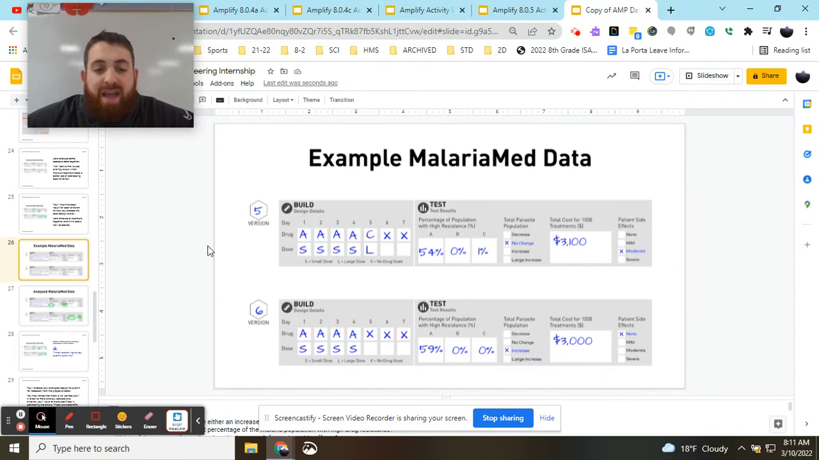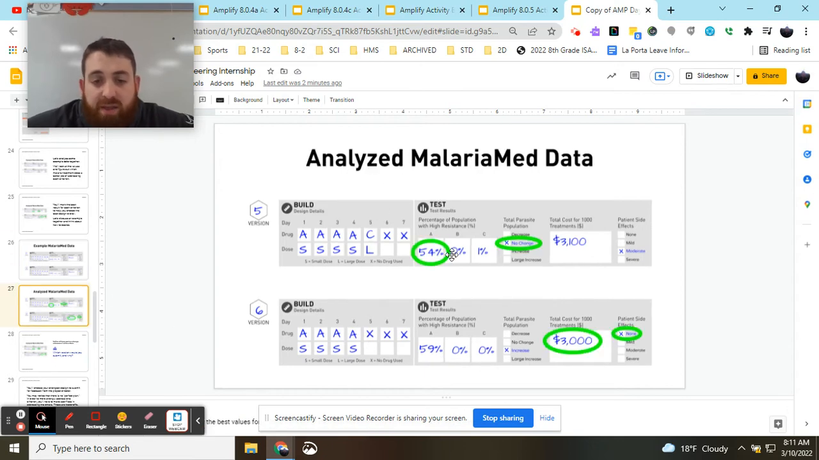Here you'll see two examples of some data that we might collect on malaria. And we see that we have two different versions, 5 and 6. Each version has a set of drugs with different doses for different days. We've collected our testing data, not only the resistance levels and the population data, along with costs and side effects, but we are now looking at them side by side. When you analyze your iterative data, you're going to need to decide what went well, what didn't go well, and what do I need to do in my next test? And to do that, you've got to compare what you see.